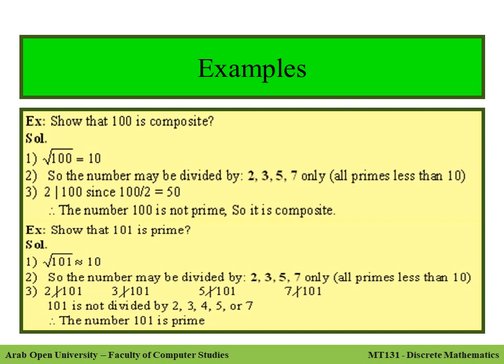101, we can show that this is a prime. The square root of 101 is approximately 10, so the prime numbers are 2, 3, 5, and 7. It is easy to show that 101 is not divisible by 2. Actually, the remainder will be 1 in this case. It is not divisible by 3, not divisible by 5, and not divisible by 7. And therefore, 101 is not divisible by any prime less than or equal to the square root of 101, and therefore 101 is a prime.